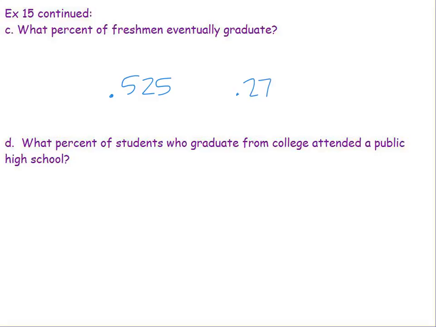So the question is, how do I combine those? Well, here's the important word. We have to decide, does it make more sense to put an and there or an or there? So did they come from public school and not public school? Or did they come from public school or not public school? In this case, the word or makes much more sense, and or means add. So 0.525 plus 0.27 equals 0.795. That's the percent of students that eventually graduate.